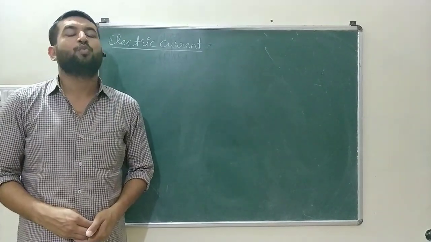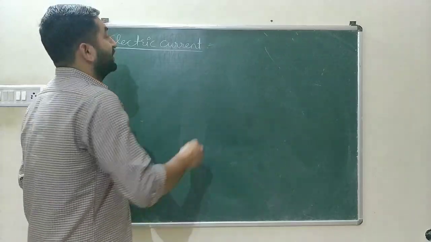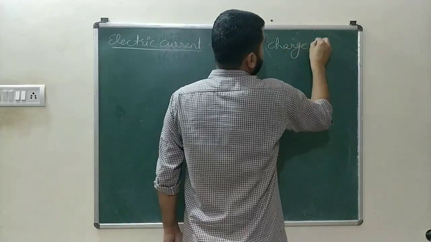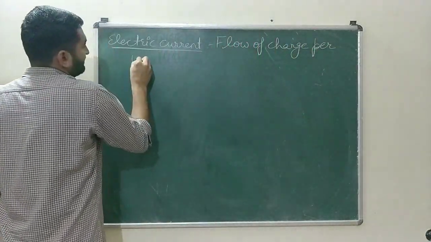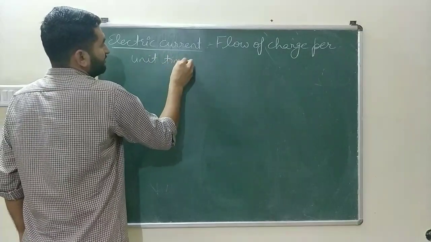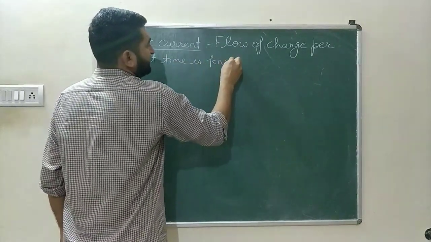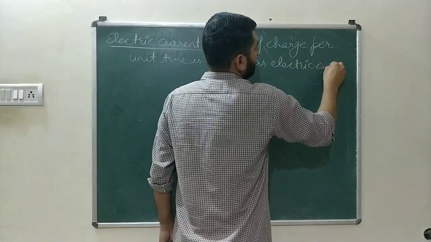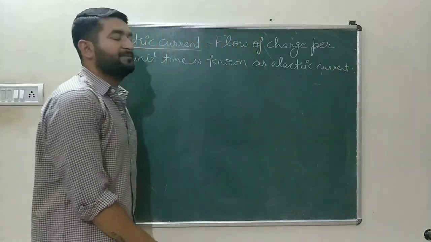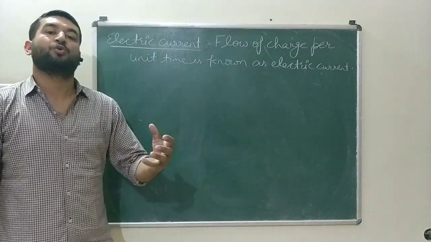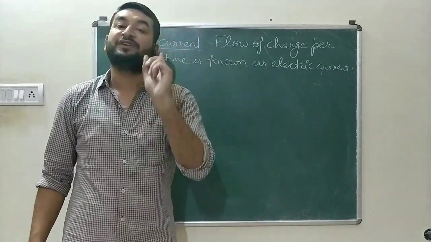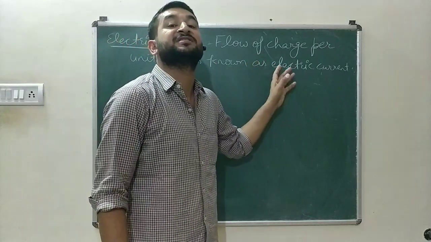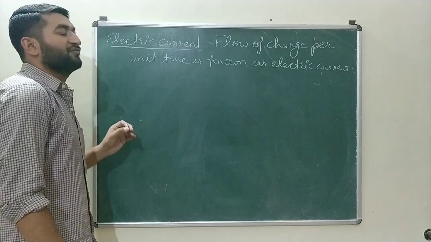Now we will discuss what is electric current. Flow of charge per unit time is known as electric current. Whensoever charge flows through a conductor in a given unit of time, that is known as electric current. So flow of charge per unit time is known as electric current.